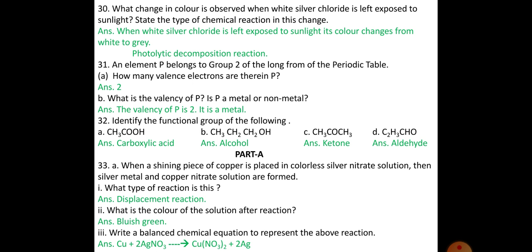Identify the functional group of the following. Number A, CH3COOH, that is carboxylic acid. CH3CH2OH, that will be alcohol because OH is there. Next, CH3COCH3, that is ketone because CO is there, that will be a double bond, C double bond O if we write the structure. At last, C2H5CHO is there. CHO is the aldehyde group, so this will be aldehyde.